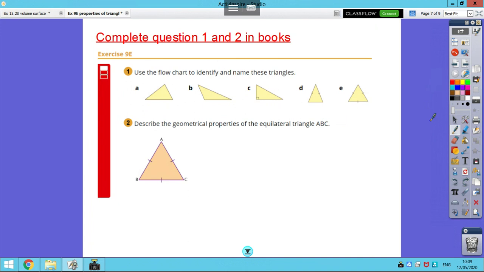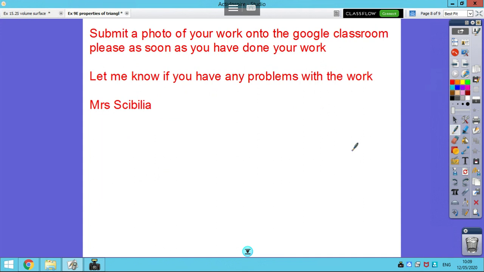Okay. Now, answers are going to be at the end of the PDF, so you can check your answers. Once you have done this, and you copied all the work out that I want you to, don't leave anything out, because the questions I've left you to do are very, very simple. And today I wanted you to do a lot of copying out and not so many questions, because you needed to learn a lot today. So you need to make sure you've copied everything I've asked you to. You need to submit a photo of your work onto the Google Classroom as soon as you have done your work, and let me know if you have any problems with it, please. Just let me know and I'll see if I can help you at all.